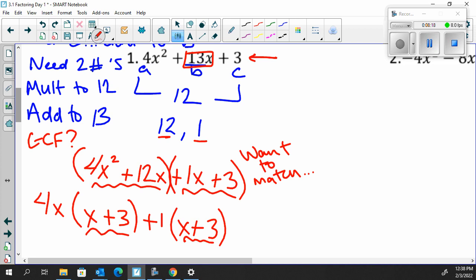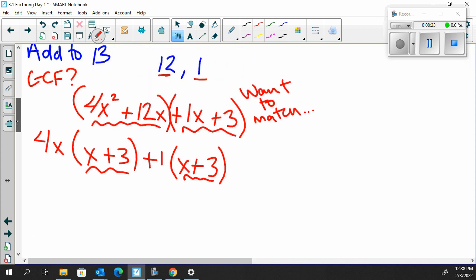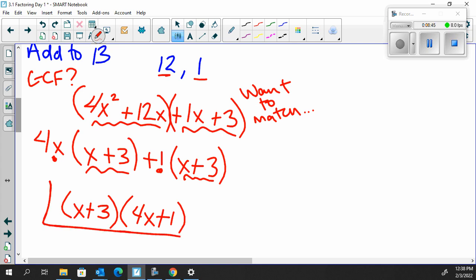Alright, so here's how I write the final. I'm going to take the repeated factor, x plus 3, and write that. And then I'm going to take the two GCFs that I took out and put them together. That makes another factor, 4x plus 1. And this is the final factored form of that equation.